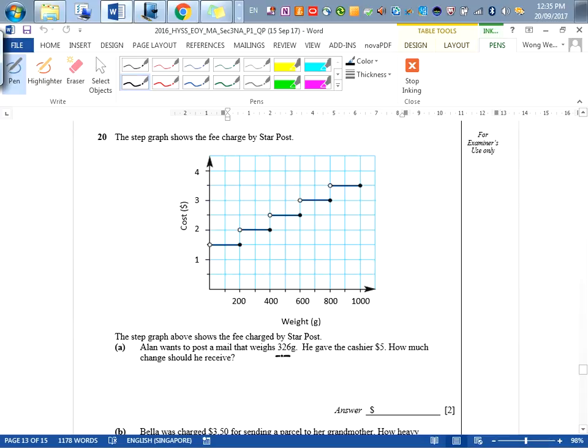Find out where is this 326 grams first. This is 300 over here. So 326 will lie somewhere here. And the cost as shown will be $2. Therefore, we can find out what is the change. So change is equals to $5 minus $2. That will be $3.